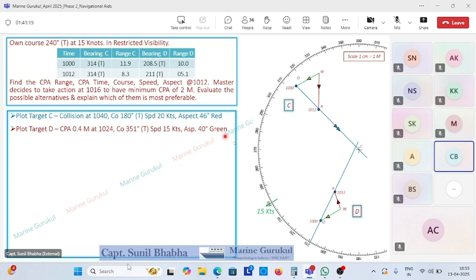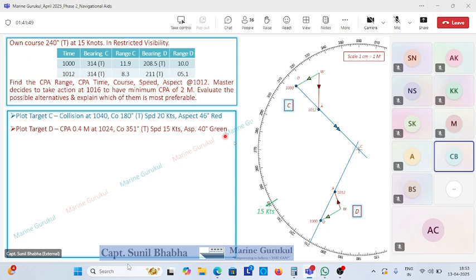So the first part of the question is done. We have plotted both the targets. We know their CPAs, DCPAs, the course and speed of the target is known and the aspect is also known. Now we can see from the information what we have obtained. This question is set up in restricted visibility. So vessels are not in sight of one another.